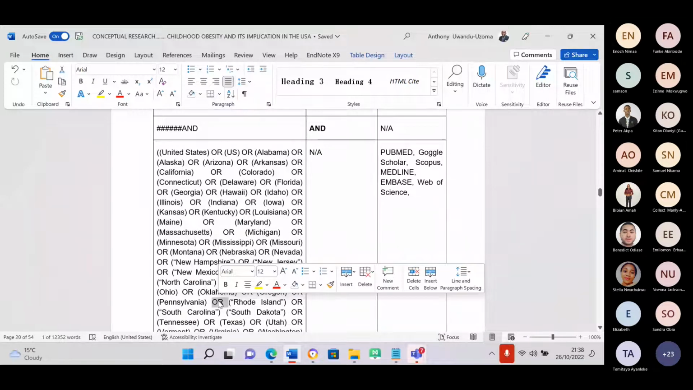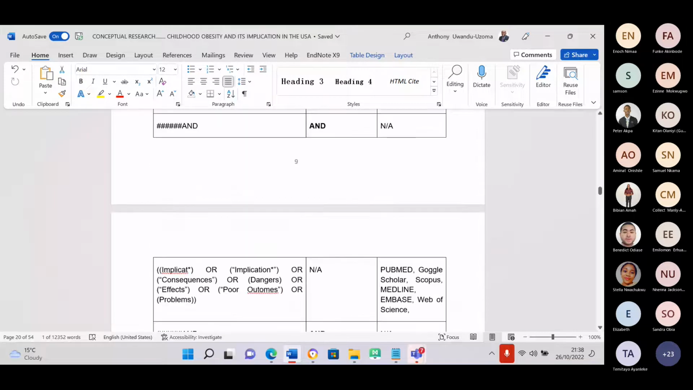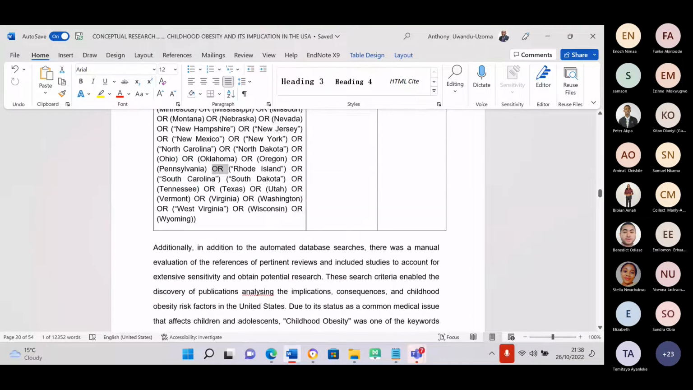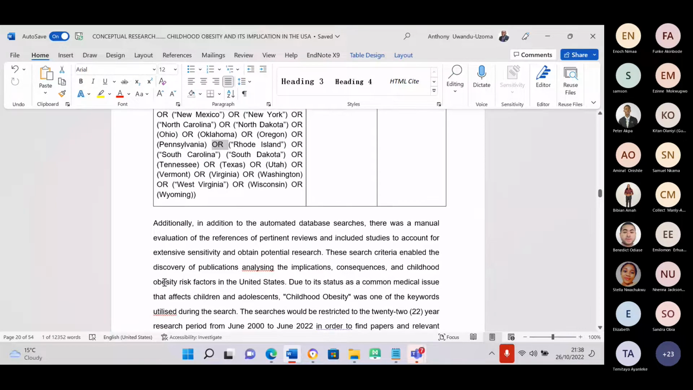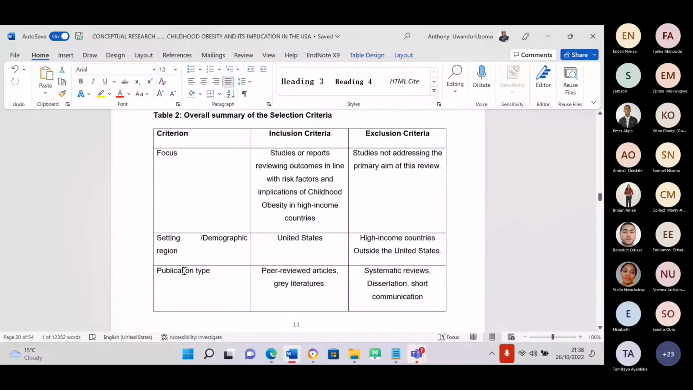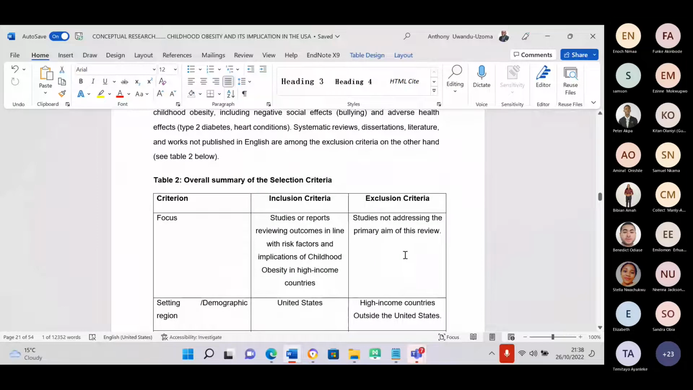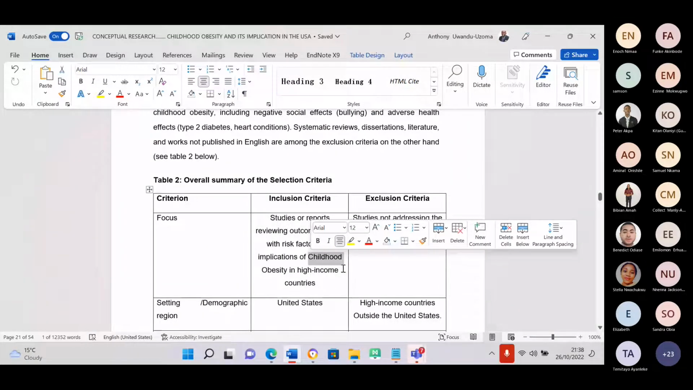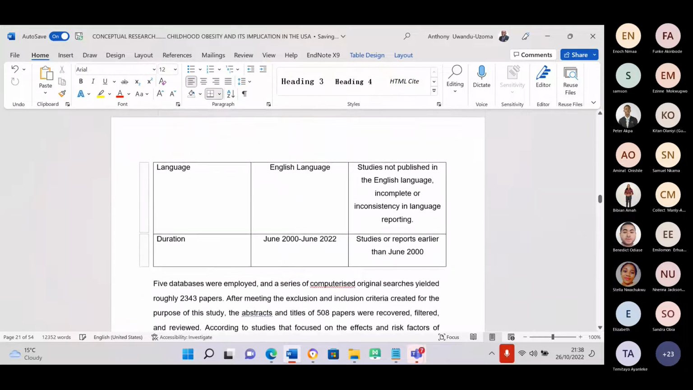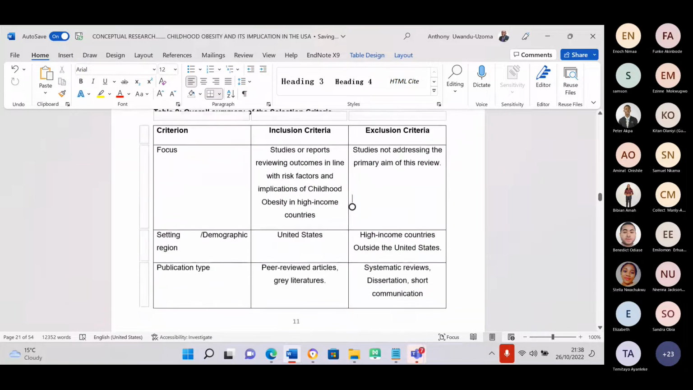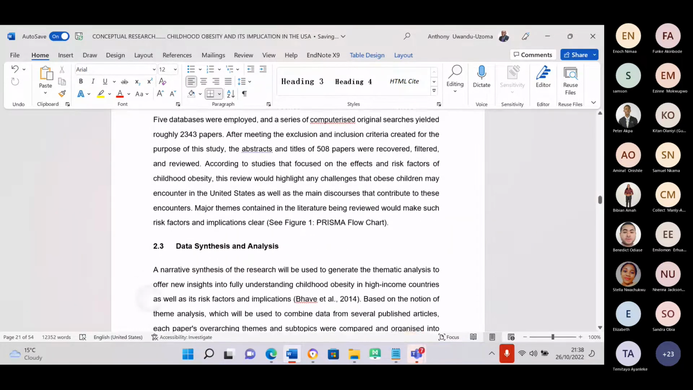So you need to report your search strategy. What do you intend to do? Report it in your methodology. Tell us in your proposal how you want to do your search. Very, very important. Tell us your inclusion and exclusion criteria in your proposal. Which studies do you want to include, and which do you want to exclude? This is a sample of what it looks like.